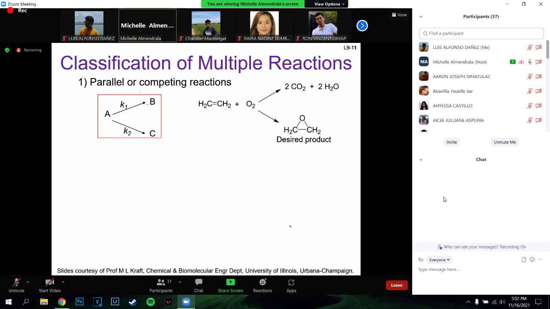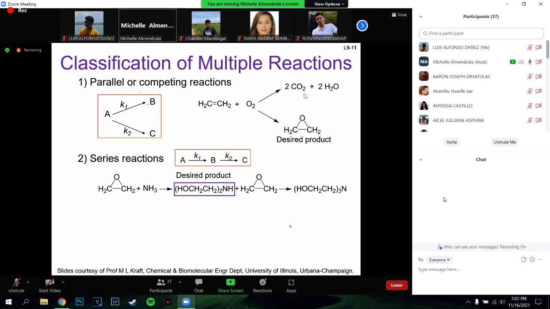Okay? Which one is the desired here? Okay, this is the desired in this case, and this is the undesired product reaction. So the desired product is this one, the first reaction, and then with this product, there will be a side reaction to form the undesired product. Okay, so this is our desired product, forming 2 moles each of CO2 and water.